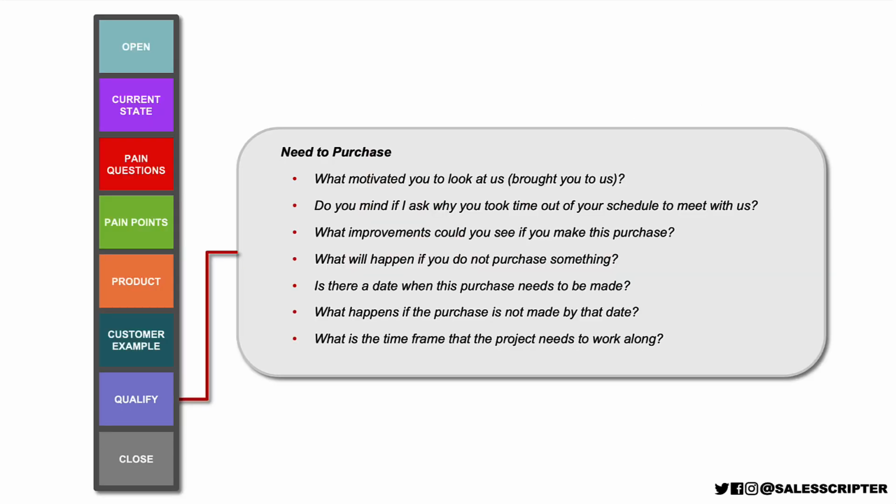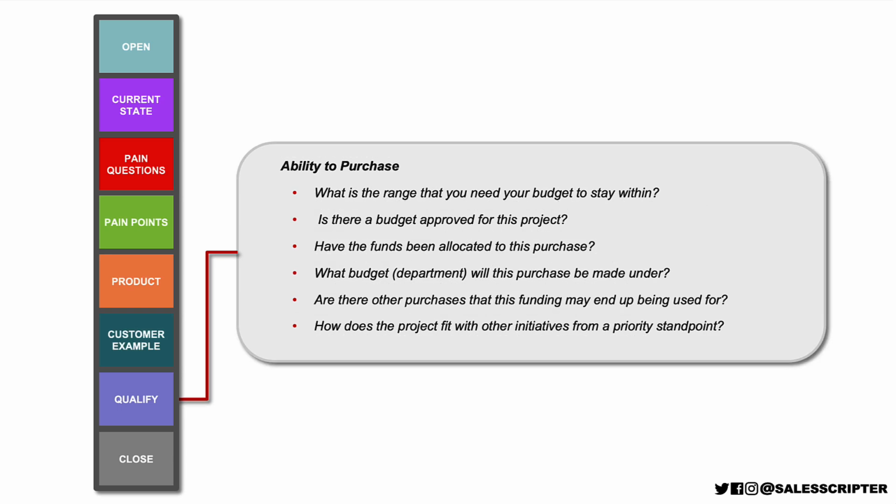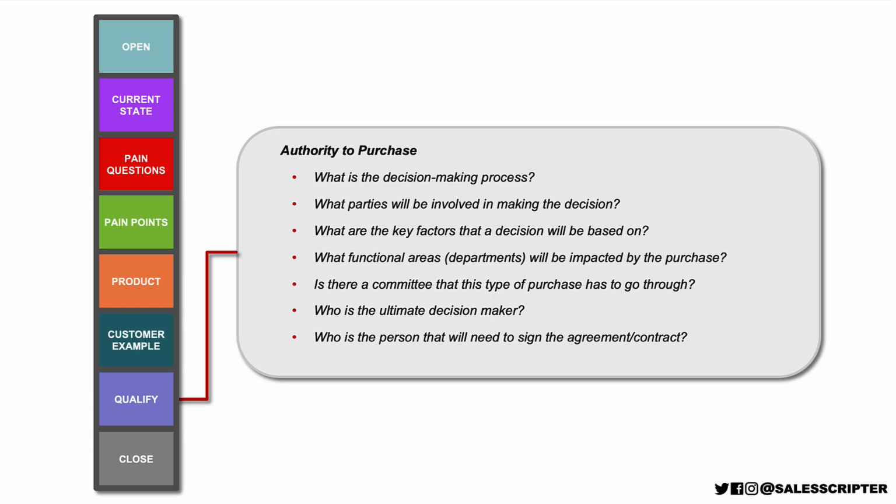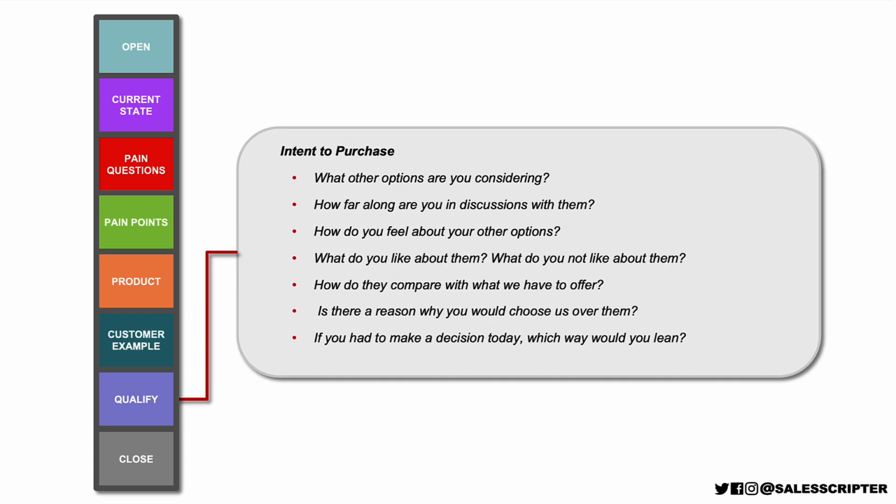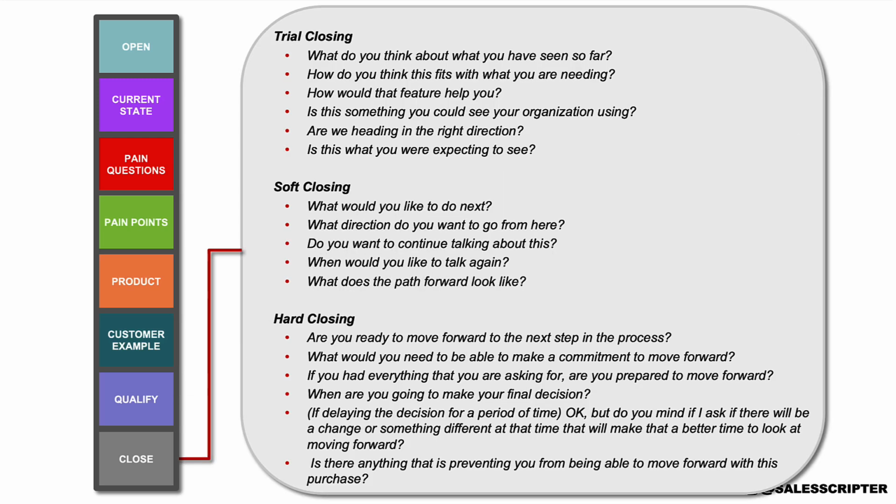But just to show you what this qualifying step would look like, you could ask your need to purchase questions, ability to purchase questions, authority to purchase questions, intent to purchase questions, and we discussed all those questions in a previous video in this series. After you've qualified the prospect and you've identified it still makes sense to keep moving forward, this is where you would want to close the prospect on the next step of your sales process, which would be the explanation. This is where you would close the prospect on the demonstration.